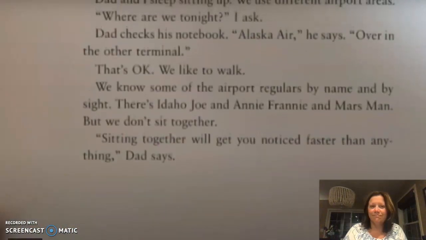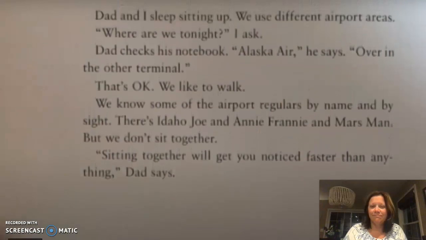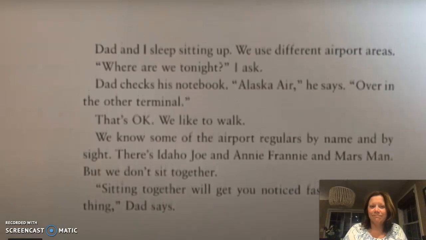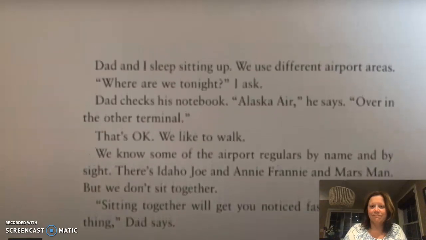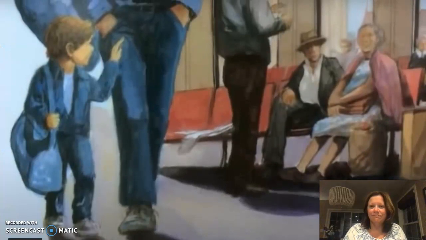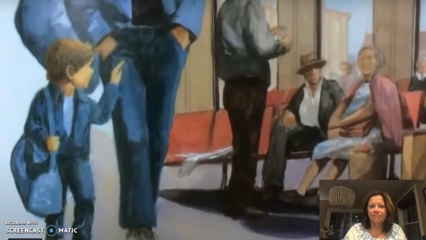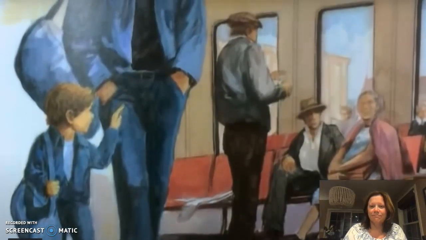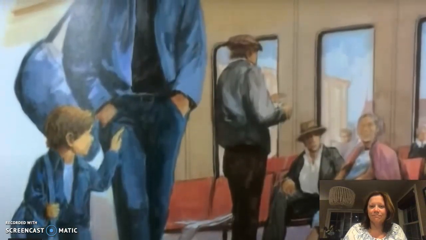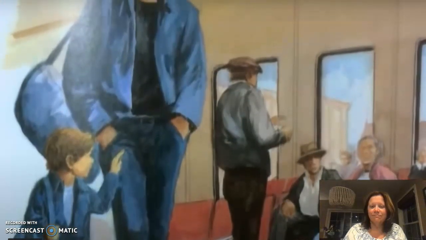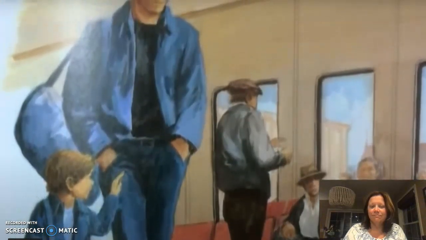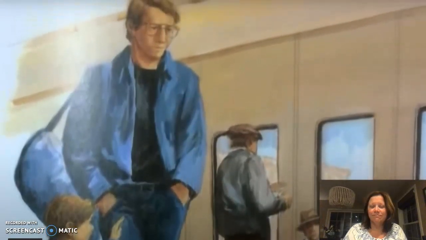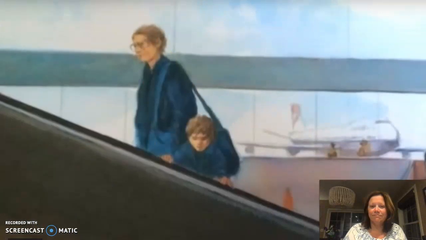Dad and I sleep sitting up. We use different airport areas. "Where are we going tonight?" I ask. Dad checks his notebook. "Alaska Air," he says. "Over in the other terminal." That's okay. We like to walk. We know some of the airport regulars by name and by sight. There's Idaho Joe and Annie Franny and Marsman. But we don't sit together. Sitting together will get you noticed faster than anything, Dad says.